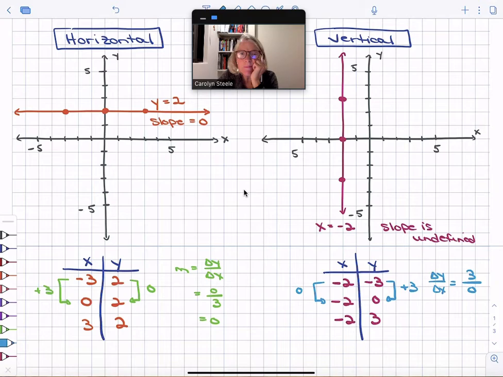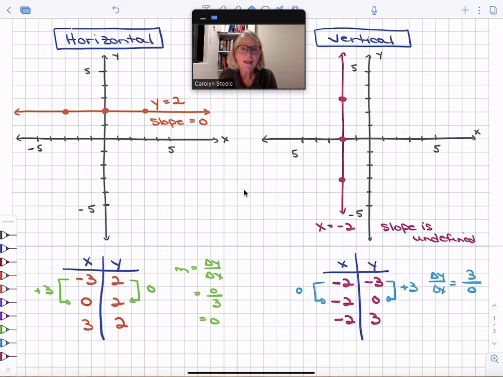Can we divide by 0? No. Remember, dividing by a number is the same as multiplying by the reciprocal. And the reciprocal is a number you've got to multiply by the other number to get 1. So what do we multiply 0 by to get 1? Nothing. There's no such thing. So that means 0 does not have a reciprocal, and dividing by 0 is undefined. So that's why this slope is undefined, because we can't calculate a slope for it with the change in x being 0.